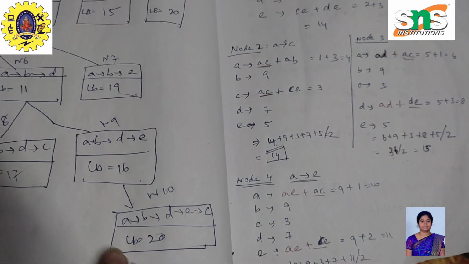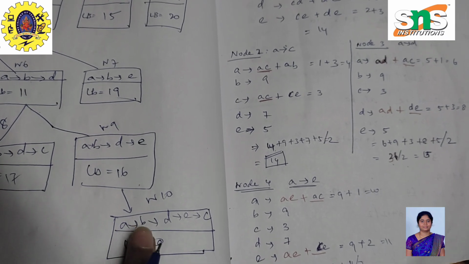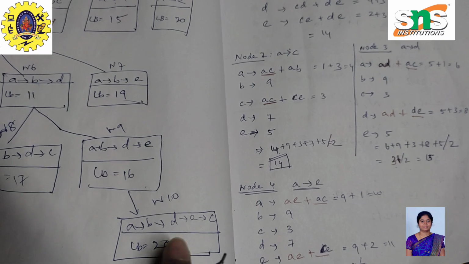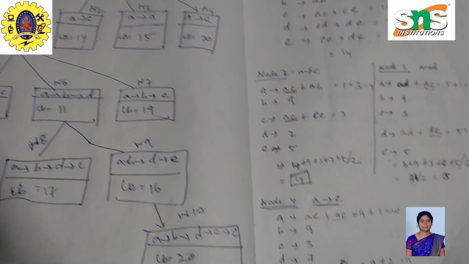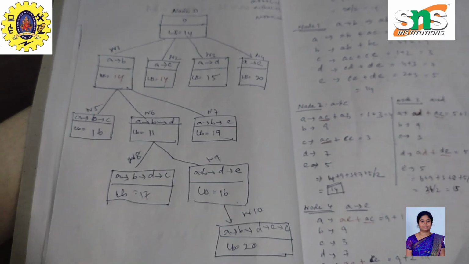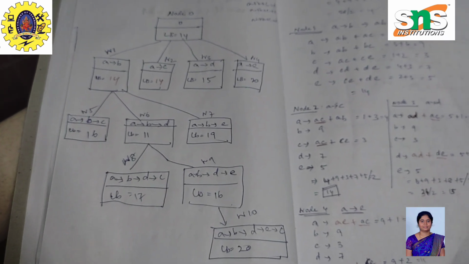So this is the route we are going to travel: A to B, B to D, D to E, E to C. So this is the final solution for this particular traveling salesman problem. And this will be the final state space tree.